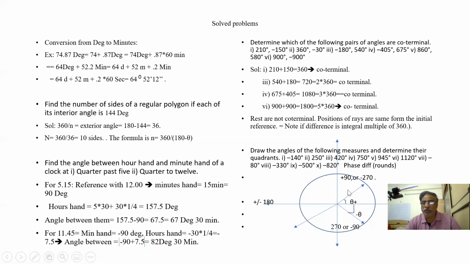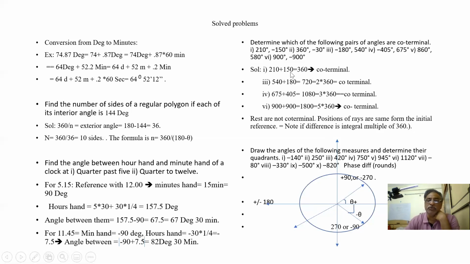So from here it goes to 210. This is 180 plus 30, 210. Now minus 150. If you go from here, this is 180 minus 30, which is 150. So both lines are coterminal. But otherwise, there is a simple formula.